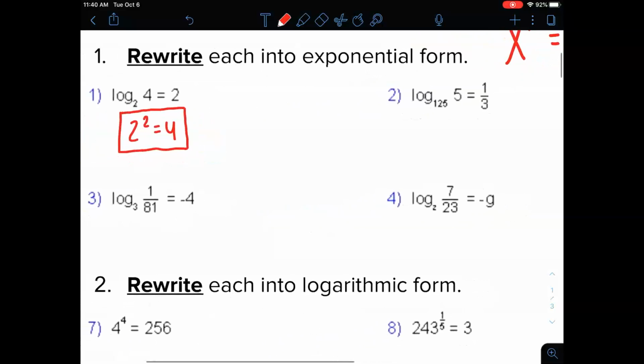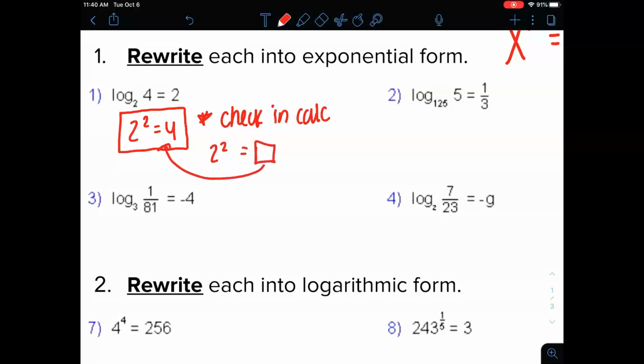And something very easy with these type of problems when there's no variables, if you're nervous about it, is you can always check in your calculator. By that, I mean you could plug in 2 squared, hit enter, and see what answer it gives you. And it better give you the answer of 4, else your form is incorrect. So it's a good way of checking yourself here.